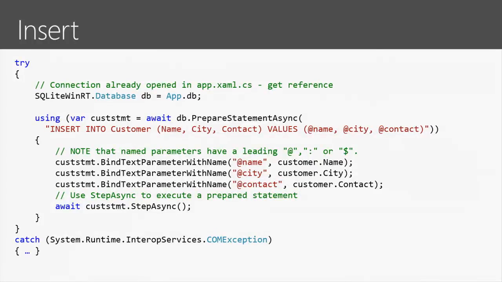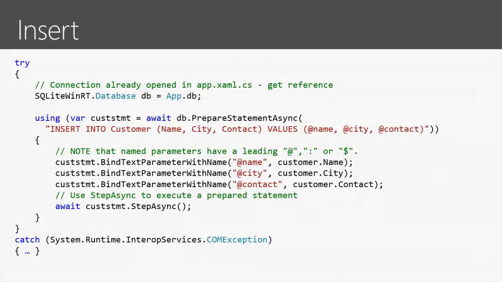There's two flavors of this. This is with named parameters. You'll see we're inserting into the customer table, which has columns name, city, contact, and we're putting values in there, naming the parameters that we're plugging into that: @name, @city, and @contact. As it says there, they have to have a leading @ or a colon or a dollar. And then you can use these bind text parameter with name methods, or bind int parameter with name, or bind int64 parameter with name. There are different flavors depending on the data type. That plugs the values into that statement, and then you call custStatement.stepAsync to actually execute it.